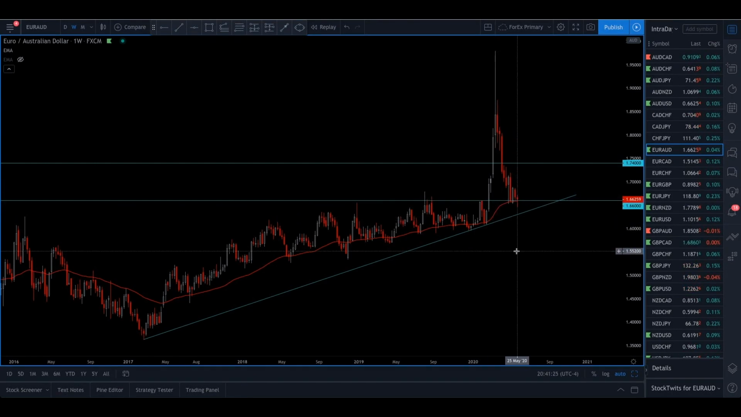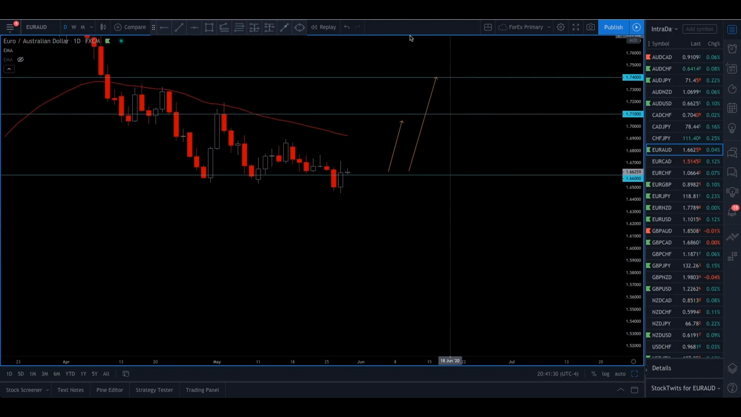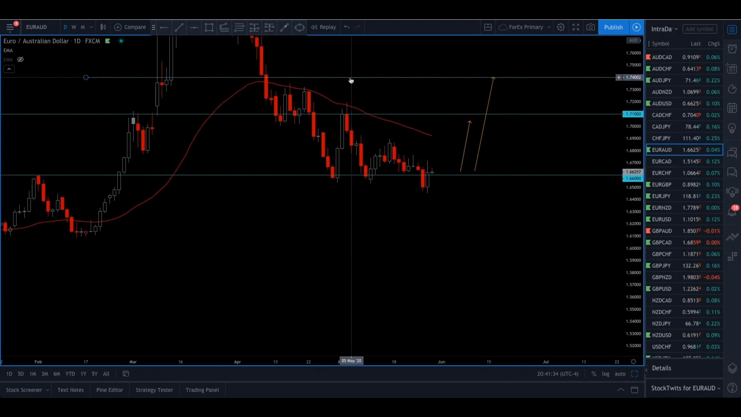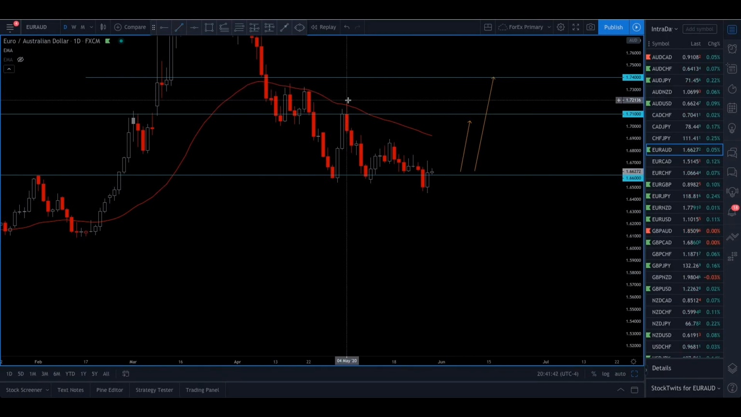We have that weekly 50 MA, so we have potential to move to the upside. The daily chart is also still creating these double bottoms over here. We have this lower high that was formed, so technically we can still see that price is bearish as we have this lower high, lower high, lower high, right?